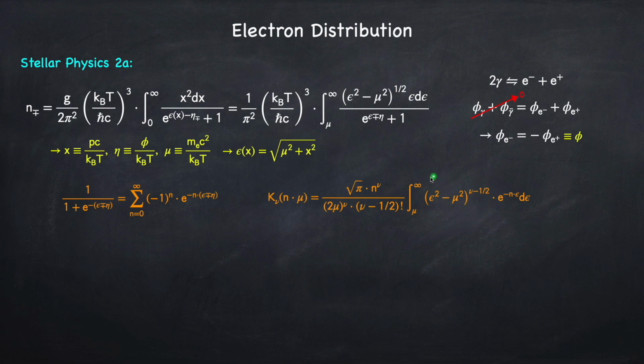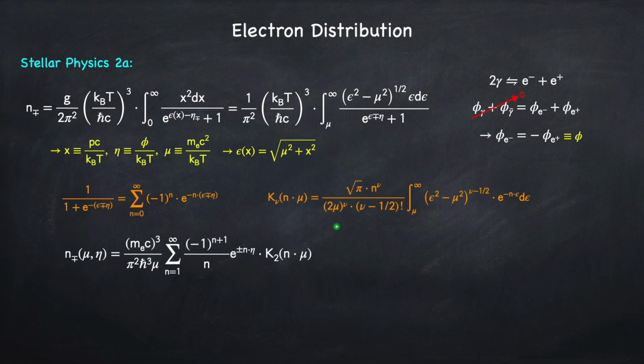This integral here looks very similar to the top part of our integral, and this denominator looks very similar to the denominator of the integral. So we can massage this expression for the number density a little bit by integrating by parts and doing a little bit of algebra until we get it into a form that allows us to substitute these two mathematical identities. And this will give us that the number density can be rewritten as this infinite sum of modified Bessel functions of order 2.